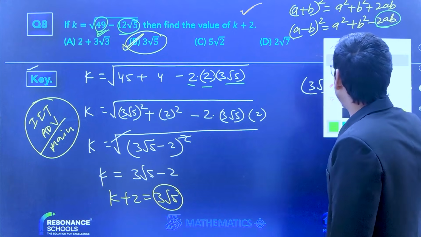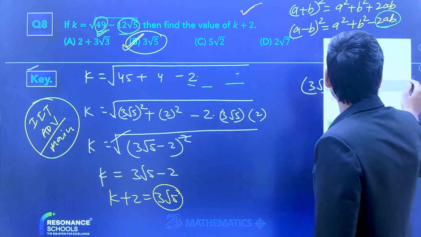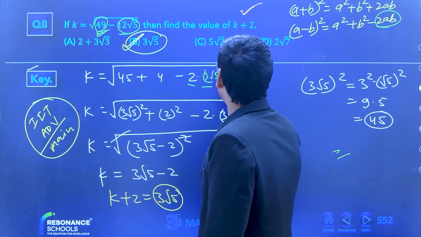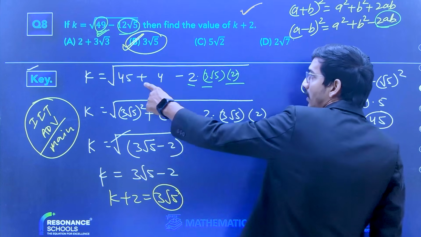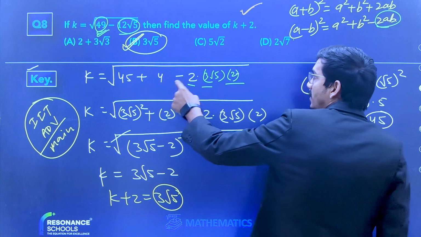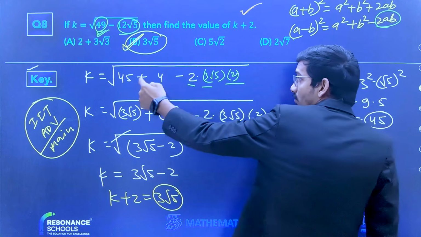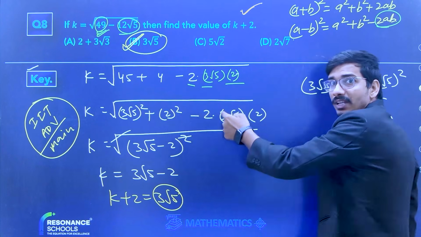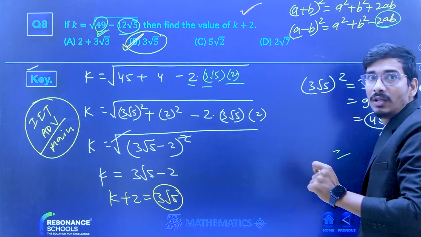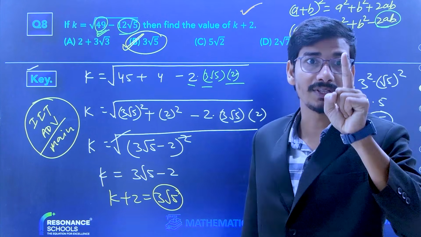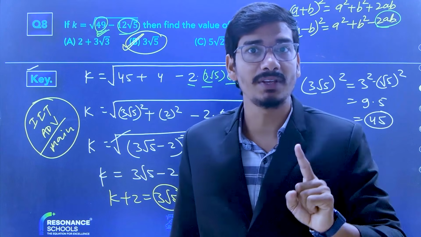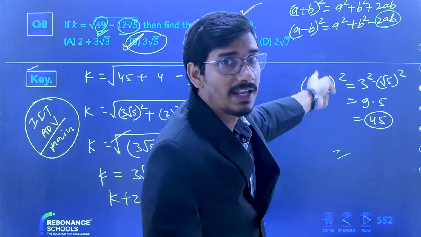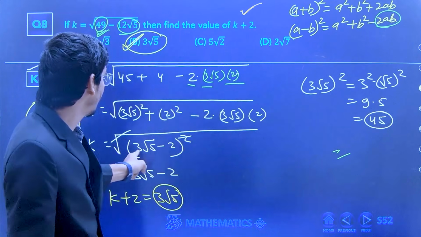So when you think like that, A is 45, that is 3 root 5 whole square, and B is 4, that is 2 whole square. So this is 3 root 5 whole square, this is 2 whole square, and 2 times 3 root 5 into 2. And this is nothing but A square plus B square minus 2AB, so it's nothing but A minus B whole square.